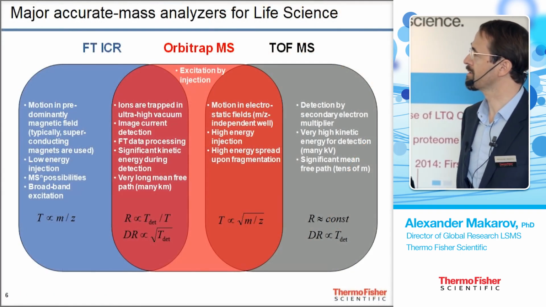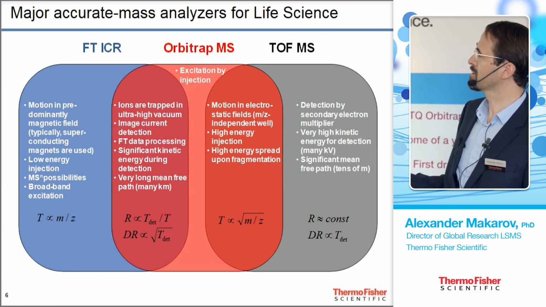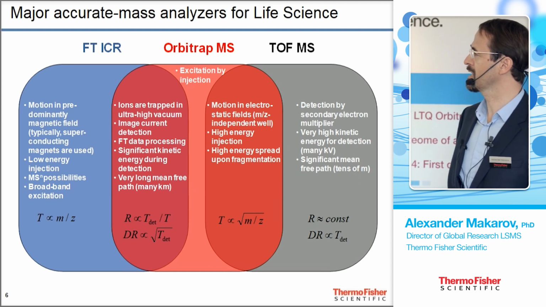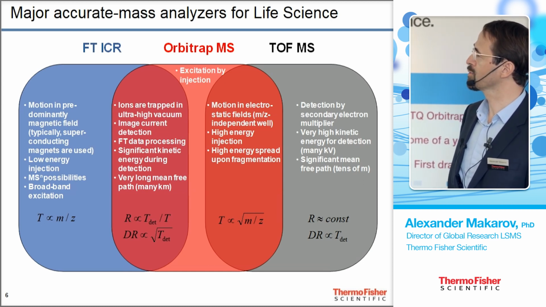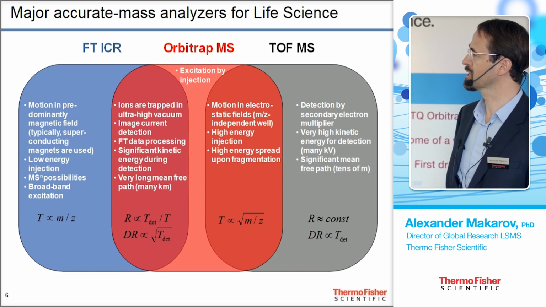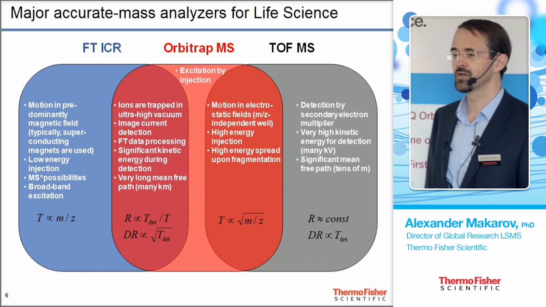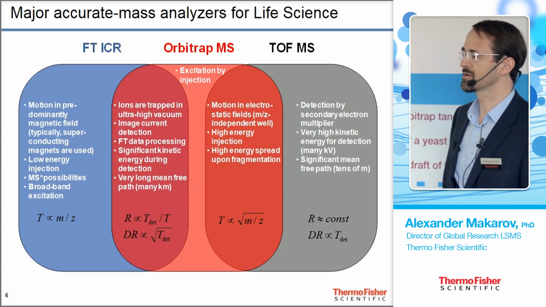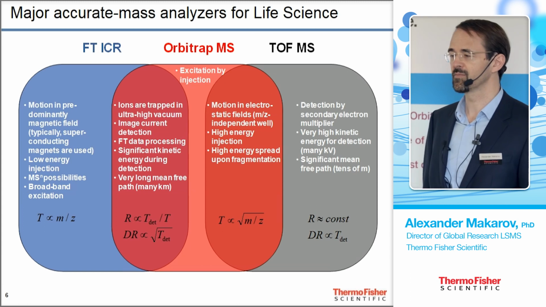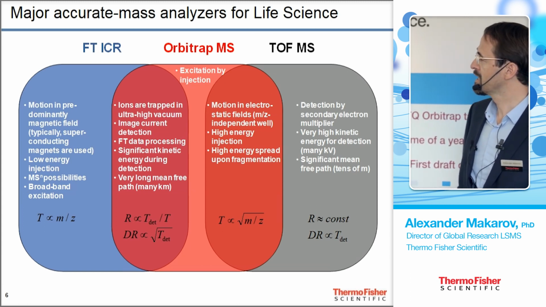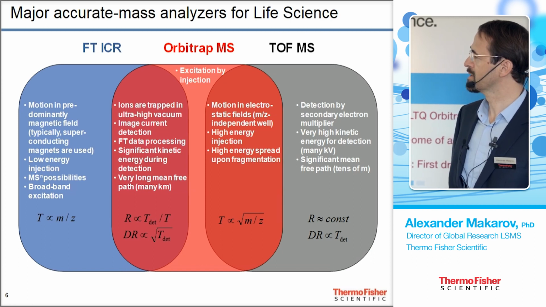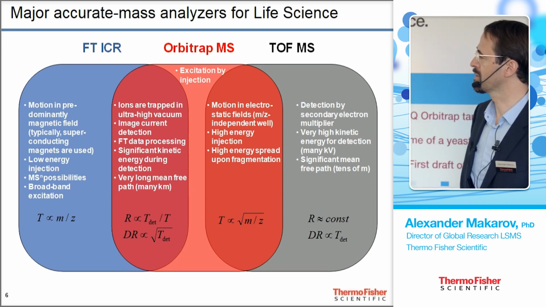So if you compare this Orbitrap analyzer now with those original analyzers, we could see that indeed it has a lot in common with both FTICR and TOF MS. Like in FTICR, we trap ions in ultra-high vacuum, we use image current detection, Fourier transform, we have very high kinetic energy during detection, and we require an extremely long mean-free path. Currently we could easily have a mean-free path of ions of hundreds of kilometers before they collide with the next molecule of residual gas. And what is important is, of course, that resolving power depends on the detection time, but dynamic range is only weakly dependent on the detection time.